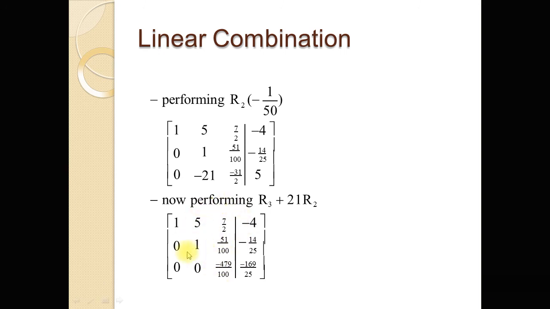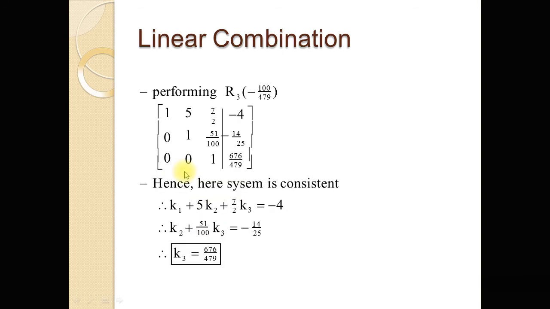And now, after the echelon form, we obtain the solution of the system. You see over here, for the third row, multiplying the third row by -100/479, we obtain 0, 0, 1 and 676/479. Now this is the actual echelon form.